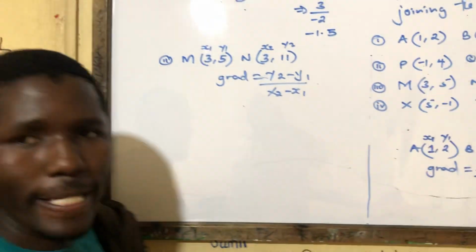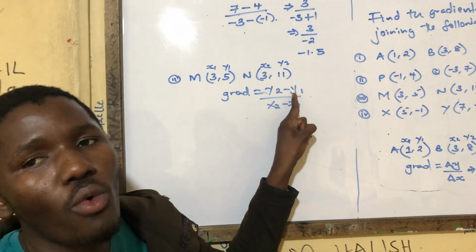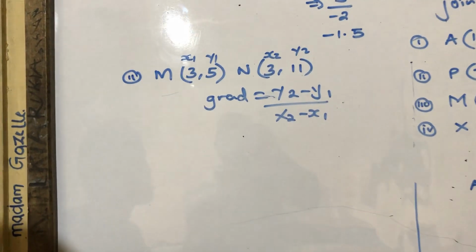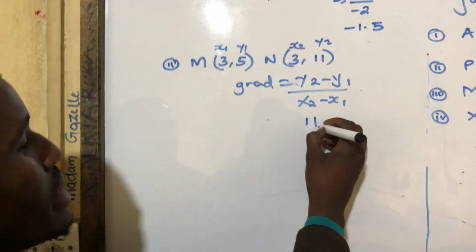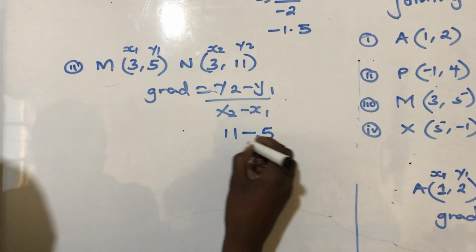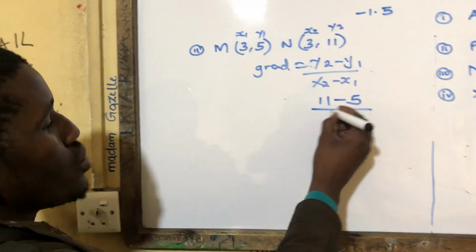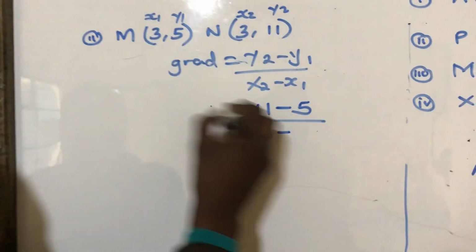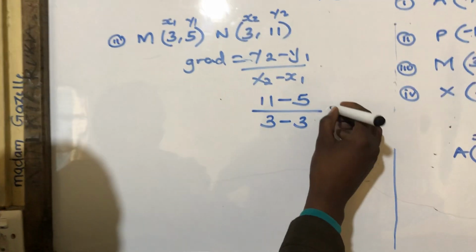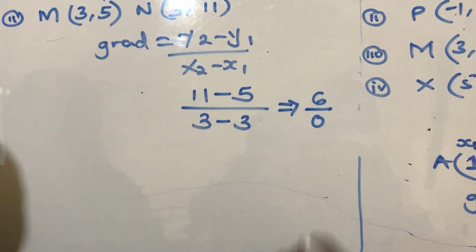Talking about change in y, what do we mean exactly? y2 minus y1 all over x2 minus x1. What is our y2 in this case? The y2 is 11. Minus, what is our y1? It is 5, which I'll put over. What is our x2? Our x2 is 3, which I'll subtract from x1, which is another 3. What is 11 minus 5? That should give us 6. And 3 minus 3 should give us 0.